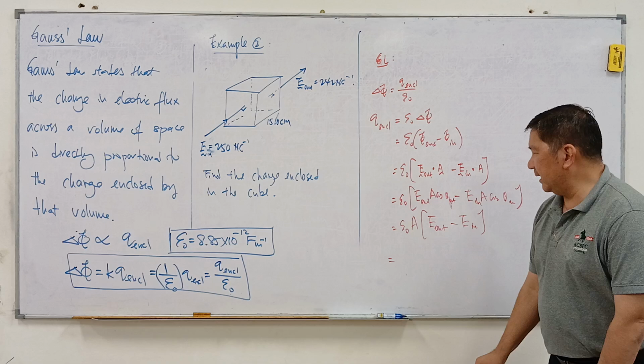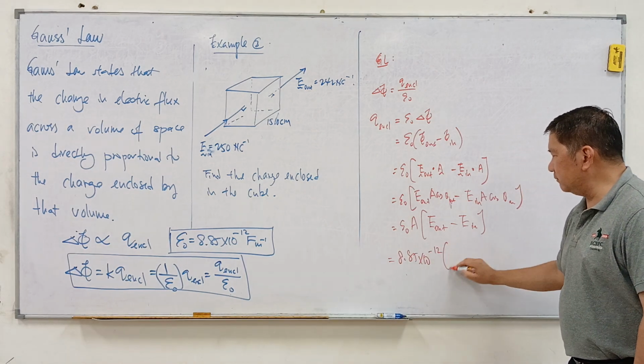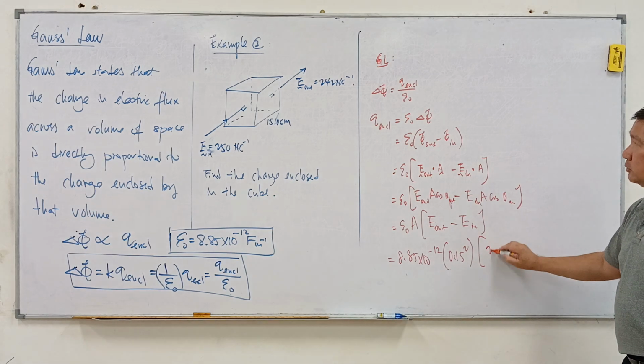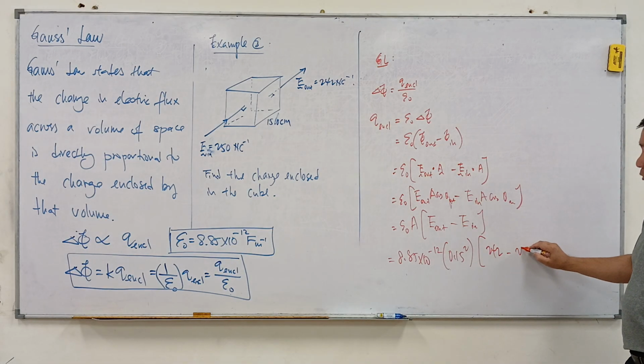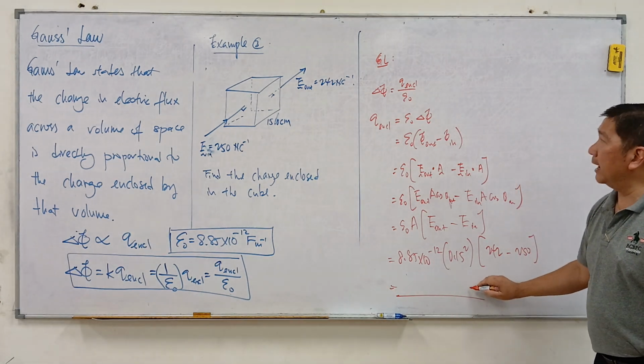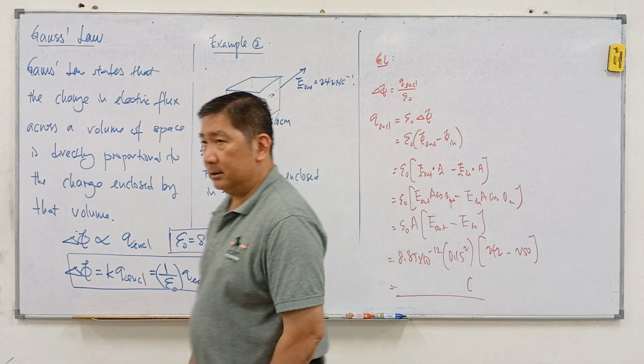So we put in the values: 8.85 times 10 to the power minus 12, 0.15 squared, E out is 242 minus E in 250. The unit is coulomb. Okay, calculate.